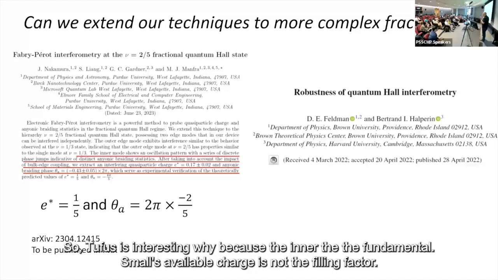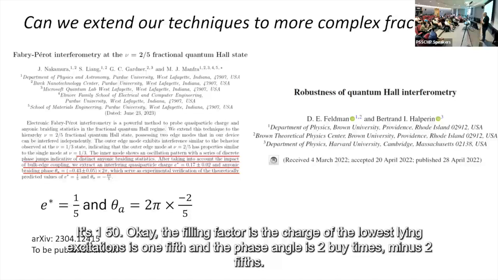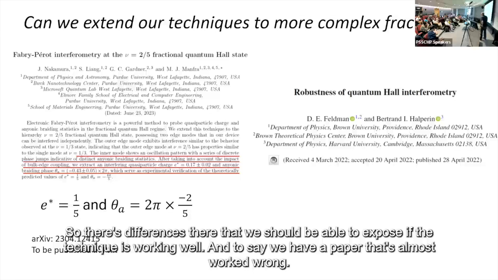Because the fundamental smallest available charge is not the filling factor. It's 1/5 e. Okay, the filling factor is 2/5, but the charge of the lowest lying excitations is 1/5, and the phase angle is 2 pi times minus 2/5. So there are differences there that we should be able to expose if the technique is working well.